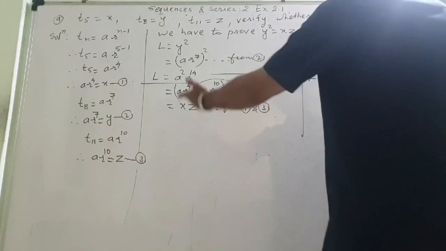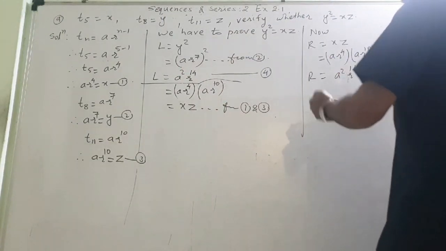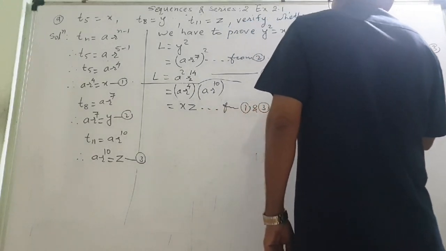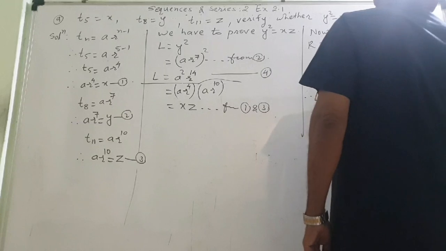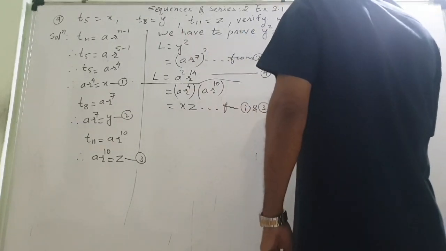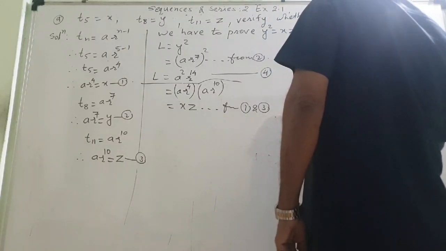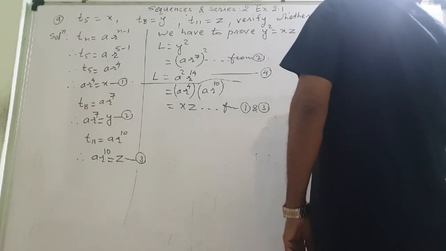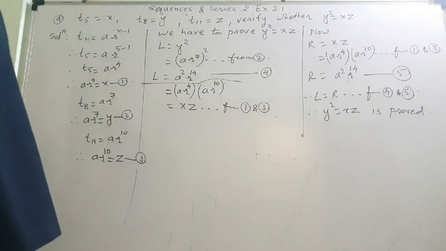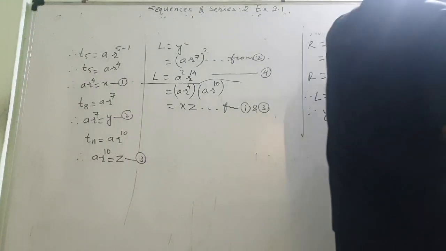Now check this. This is your LHS, a square r raised to 14. This is your RHS. Therefore, LHS equal to RHS from 4 and 5. Therefore, what is that LHS? y square. What is that RHS? xz. Is proved, is verified. So this was somewhat different sum. Hope that you have understood this. Do the practice.